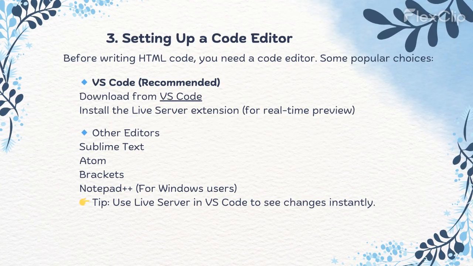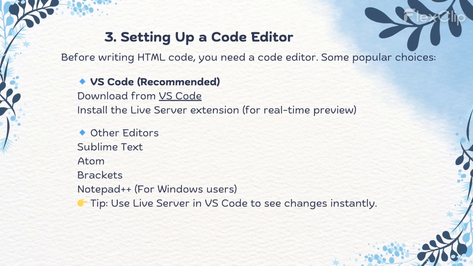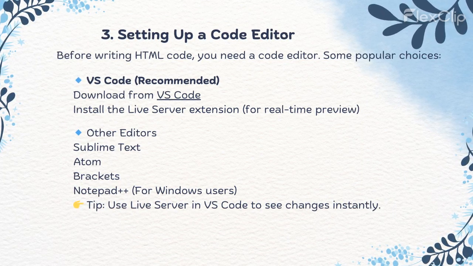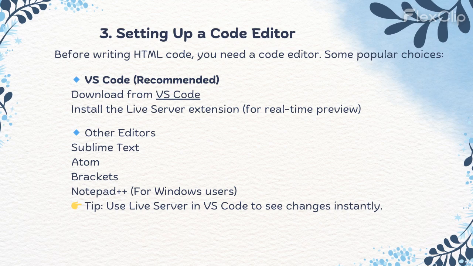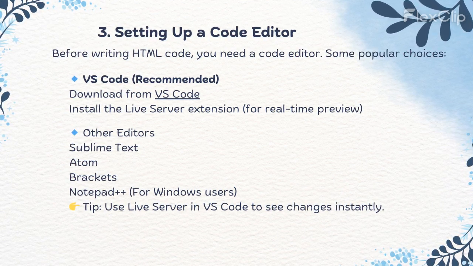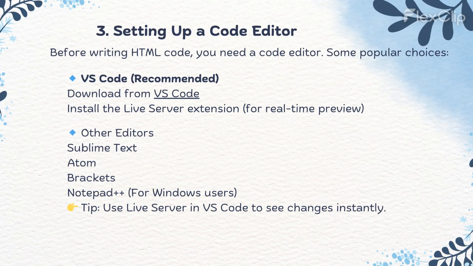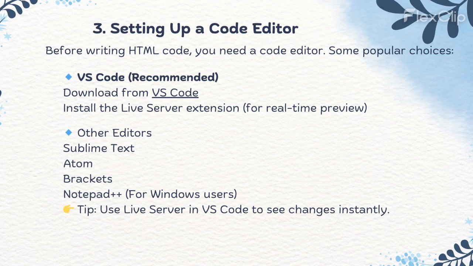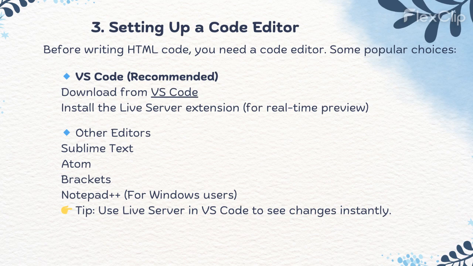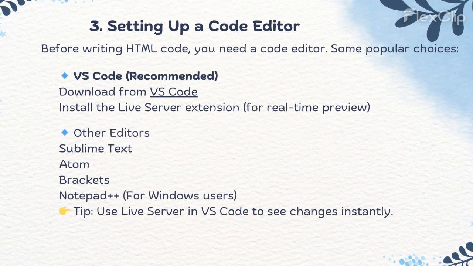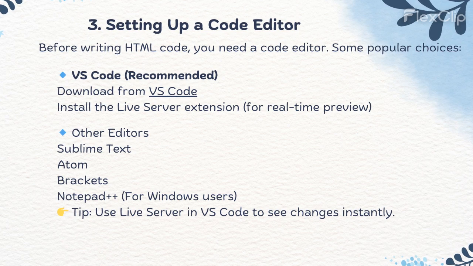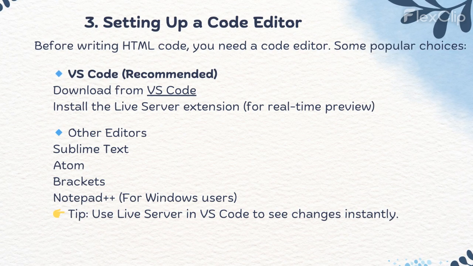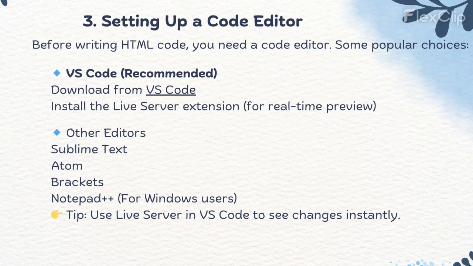Number three, setting up a code editor. Before writing HTML code, you need a code editor. Some popular choices: VS Code is recommended. Download it from the VS Code website. Install the Live Server extension for real-time preview. Other editors include Sublime Text, Atom, Brackets, and Notepad++ for Windows users. Tip: use Live Server in VS Code to see changes instantly.